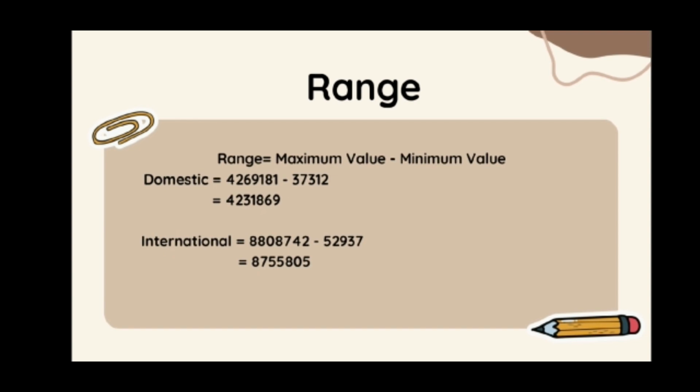We take the largest value and subtract the smallest value. So, for domestic airline the range is 4269181 minus 37312, and we will get 4231869. And for international airline, the highest value is 8808742 and the smallest value is 52937. So we subtract those and we come up with a range of 8755805.